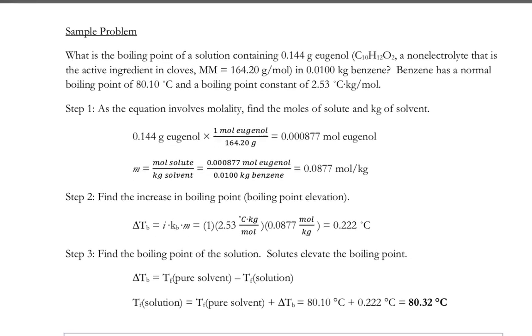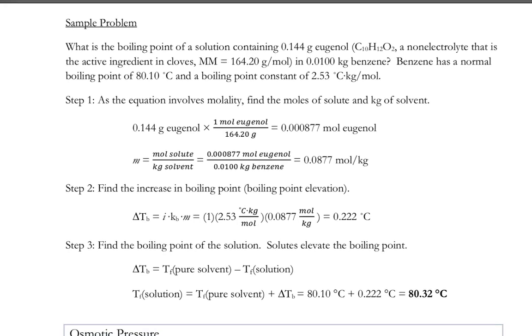Here's a sample problem. What is the boiling point of a solution containing 0.144 grams of eugenol, which is C10H12O2, a non-electrolyte that is the active ingredient in cloves? Molar mass is 164.20 grams per mole, in 0.0100 kilograms of benzene. Benzene has a normal boiling point of 80.10 degrees Celsius and a boiling point constant of 2.53 degrees Celsius kilograms per mole.